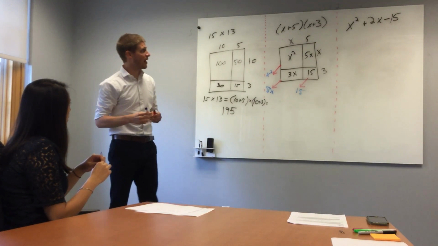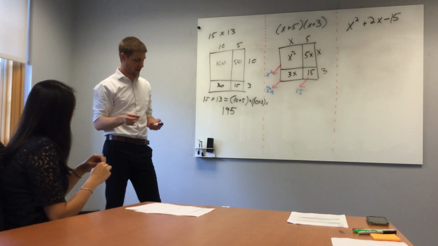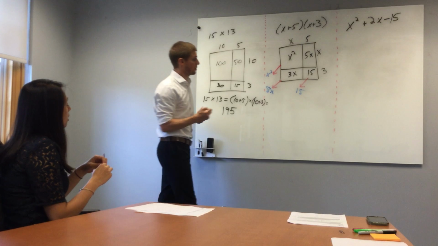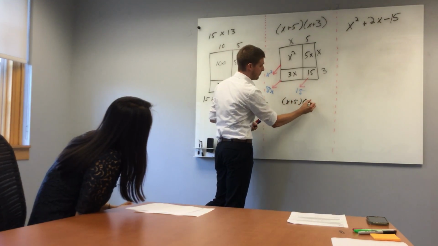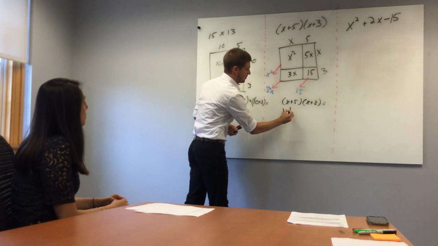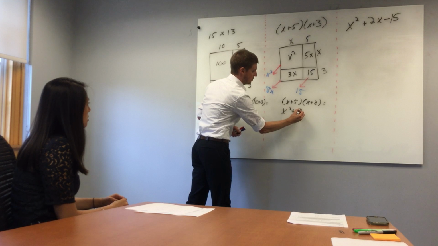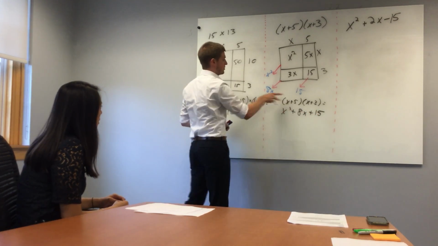So when we multiply x plus 5 times x plus 3, what is the product? What do we get as our product? What you just wrote in the diagonals. Could you read that back for me? Yep. So X squared plus 8X plus 15. That should match, right? Mm-hmm.